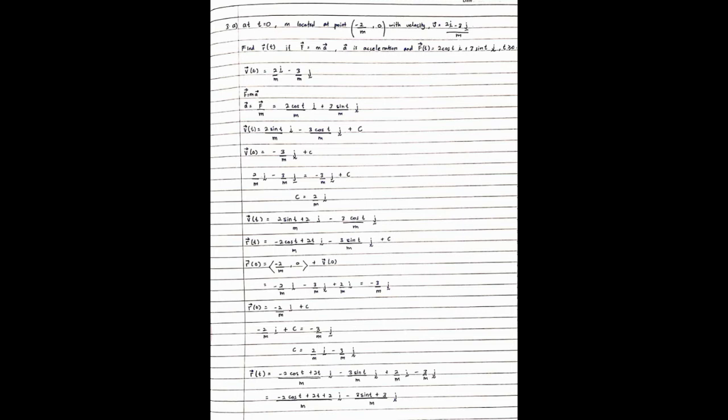Untuk soalan 3A, V dah diberikan, di mana V sama dengan 2i tolak 3j over m. Ni adalah V0. Dan dia ada bagi F sama dengan MA. Jadi A tu adalah sama dengan F over M. Jadi kita dapat A tu sama dengan ni. A ni adalah hasil differentiate V. Jadi untuk dapatkan V, kita kena integrate balik A dan dapatkan V. So bila dapatkan V, kita gantikan T tu dengan kosong dan dapat macam ni.